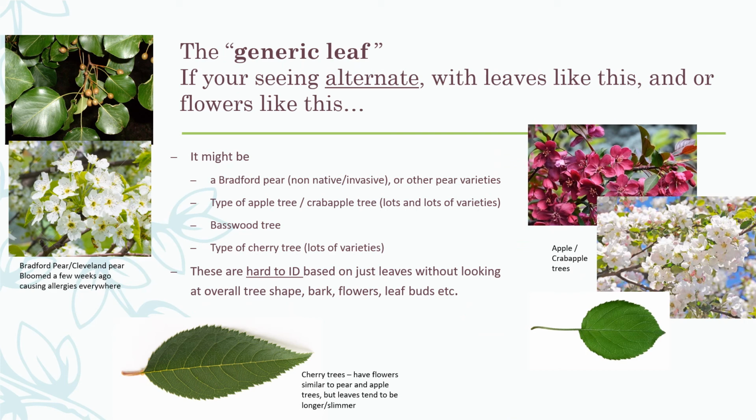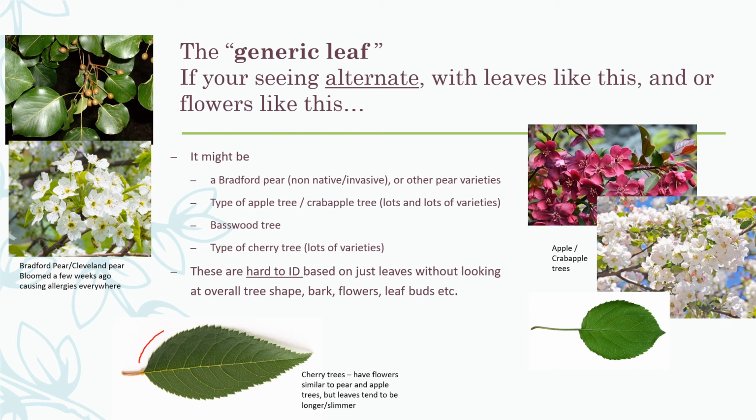All right, so then we've got the generic leaf, the bane of my existence, and probably yours if you do these. All right, so if you're seeing an alternate branching pattern with leaves like this or flowers like these in the spring, then it's probably either a Bradford pear or a type of cherry tree or a type of apple tree. All right, the dichotomous key that I've made for you will get you pretty close to what they are, but these are really difficult to tell.